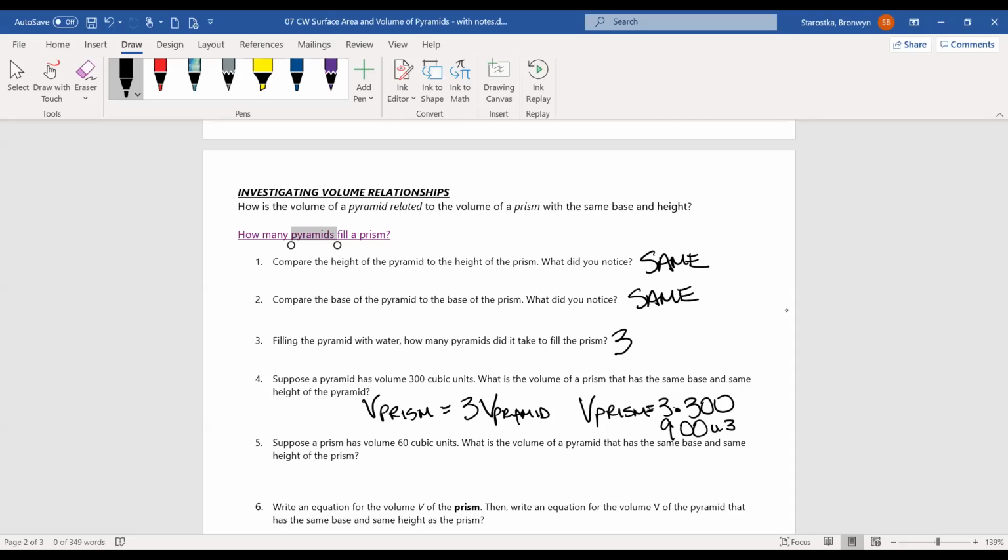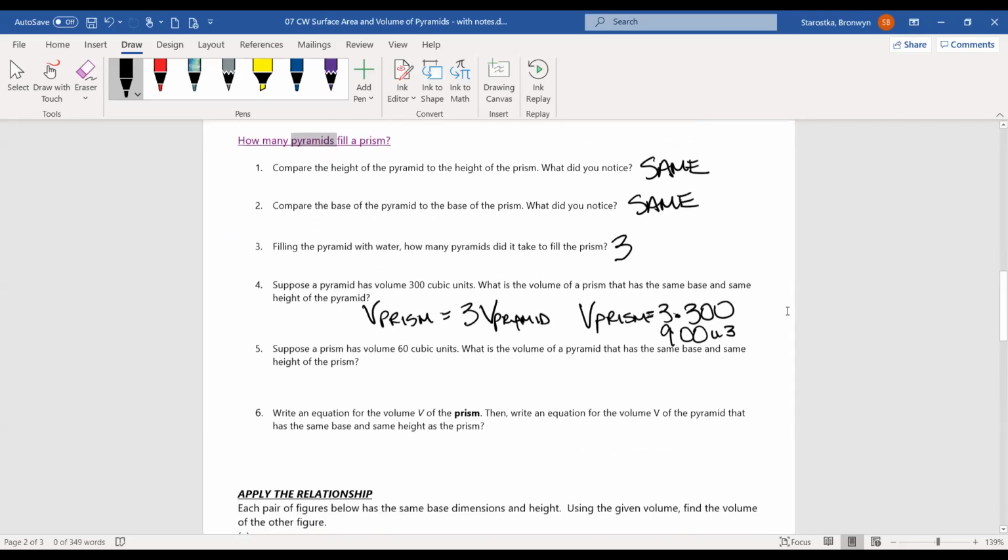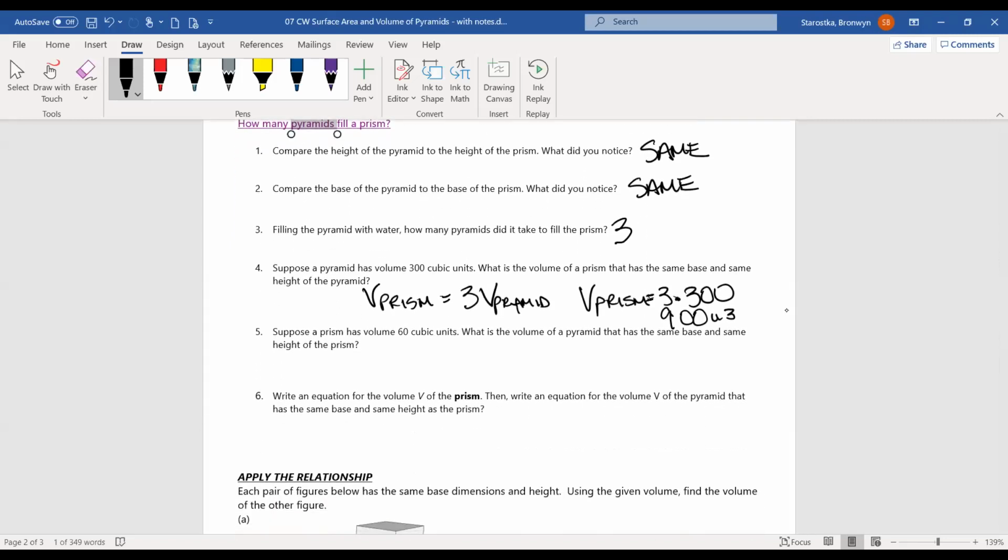So suppose a prism has a volume of 60 cubic units. We're going to have 60 cubic units. And we want to know what the volume of the pyramid is. Well, that would be 60 equals 3 pyramids.